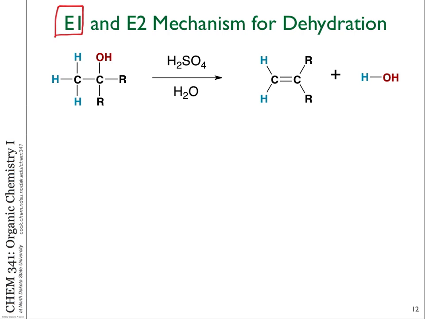Okay? So again, just like substitution, it's exactly the same. What happens first is a protonation of one of the lone pairs of the alcohol with the acid that's present. That's a fast and rapid equilibrium like we've talked about before. So in an E1 mechanism, let me just write it out here.